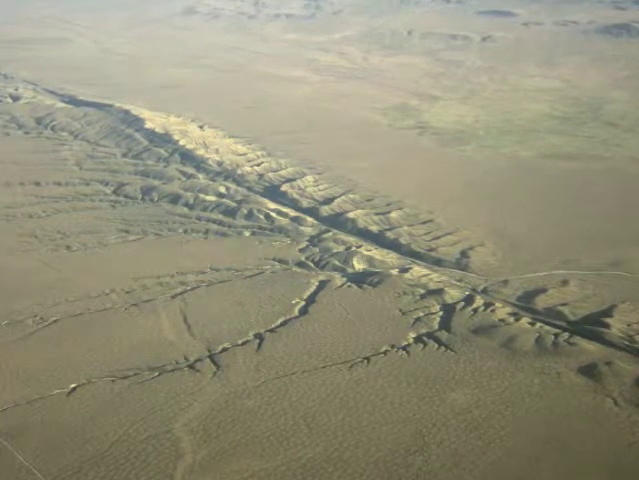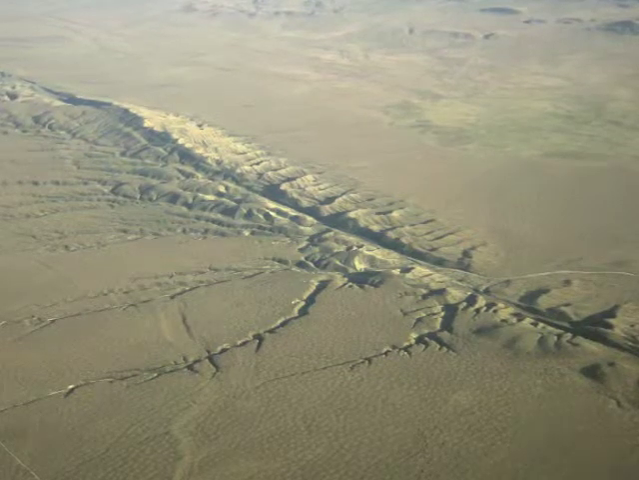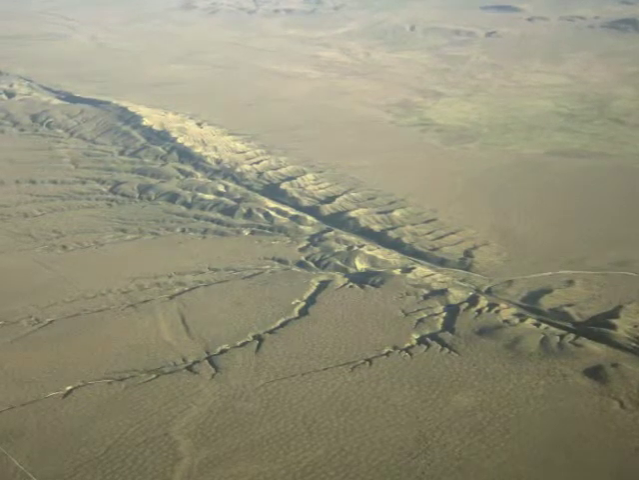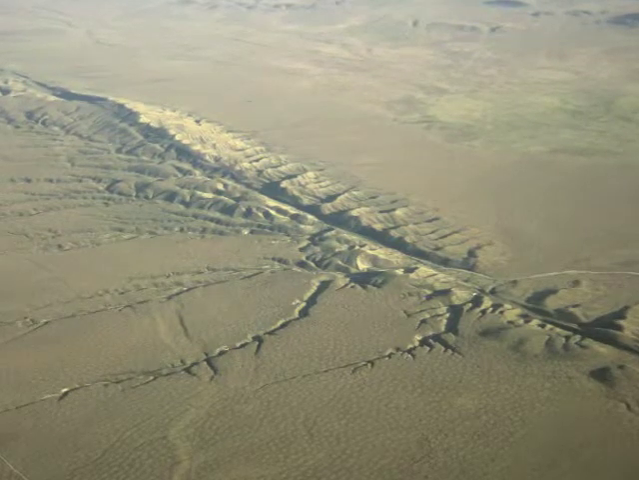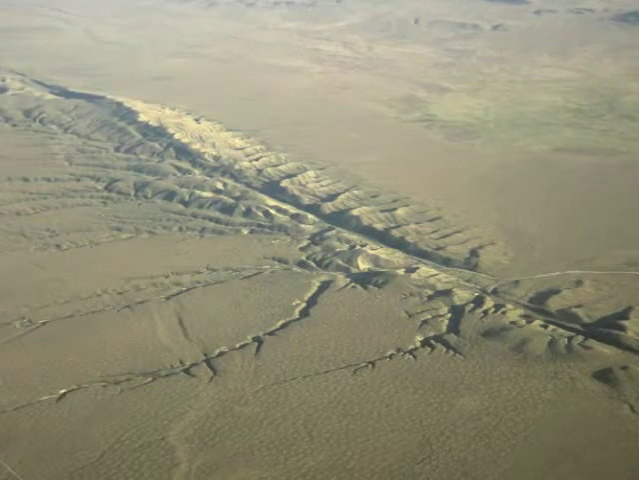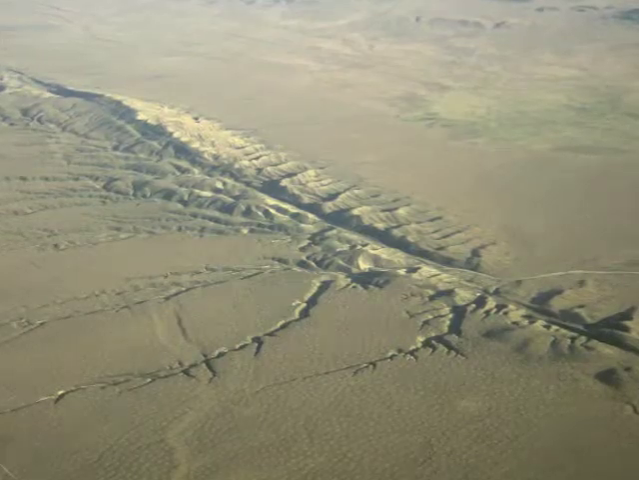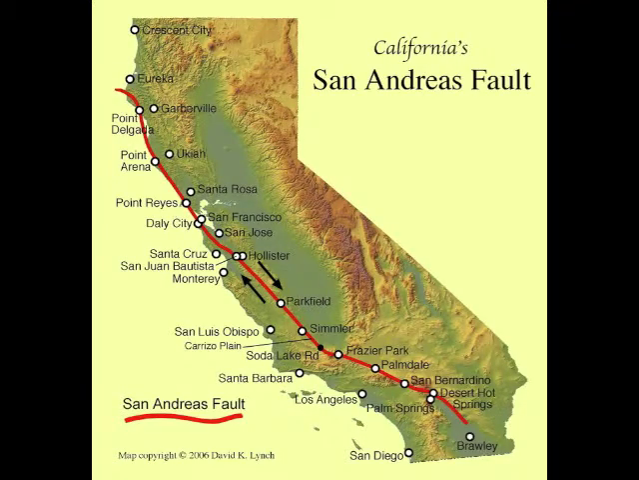This can cause plates to become stuck. While the edges are stuck together, the rest of the plate is moving. As this is happening, energy is being stored. When the force becomes too much, all the stored energy is released, causing the Earth to shake. A great example of this is the San Andreas Fault in California.